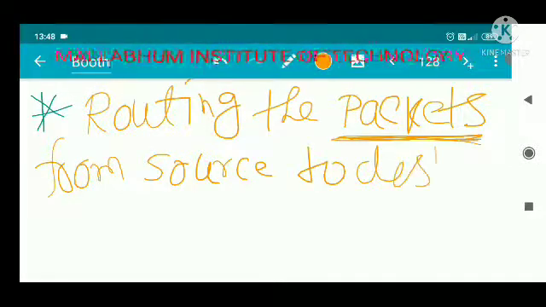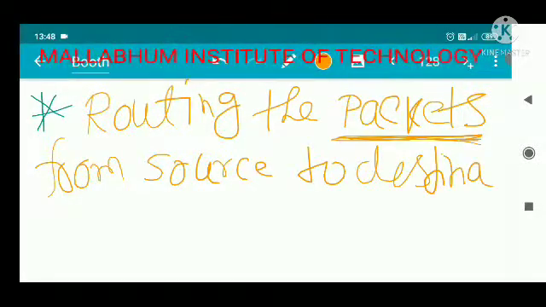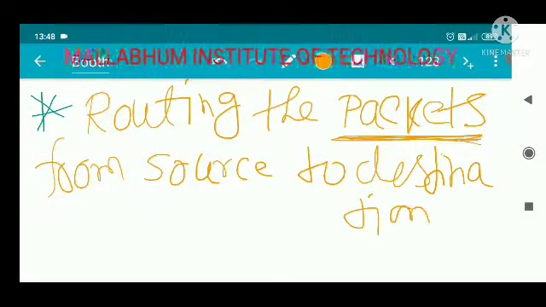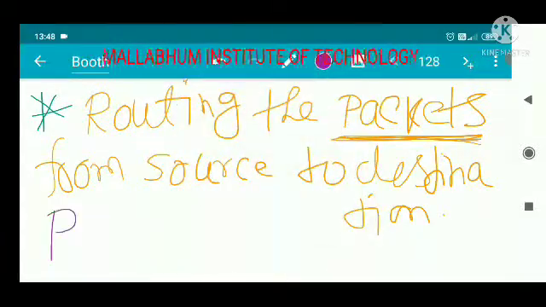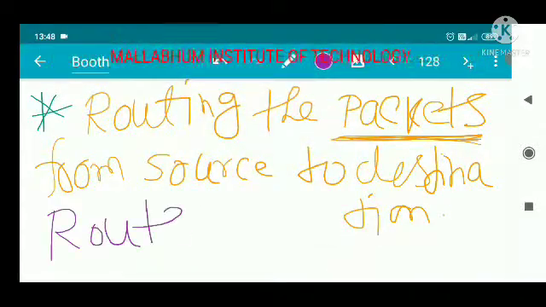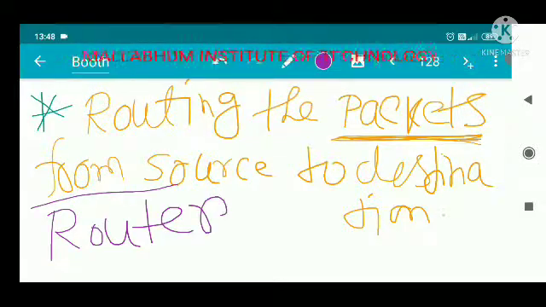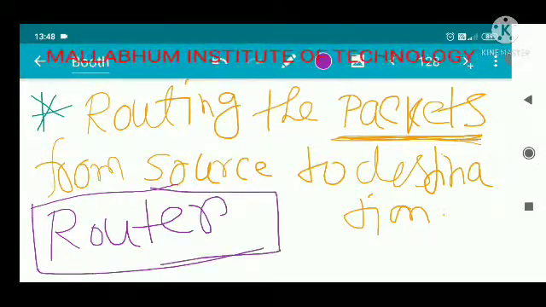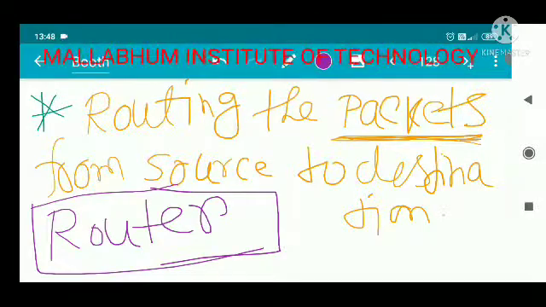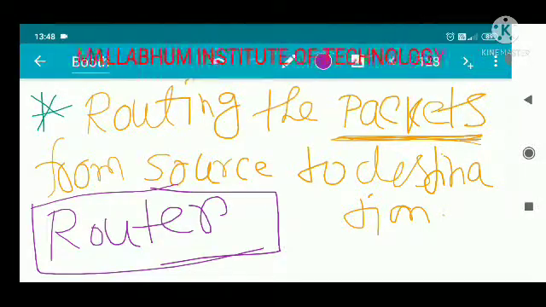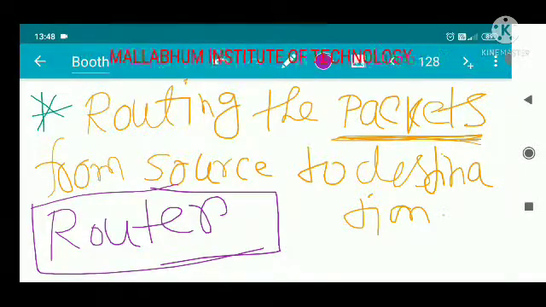Now for the routing purpose, all of you have heard the term router. The router is a device which routes the message from one node to another node. So it decides very efficiently.